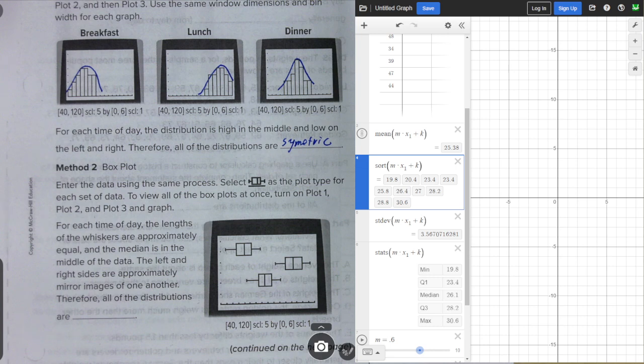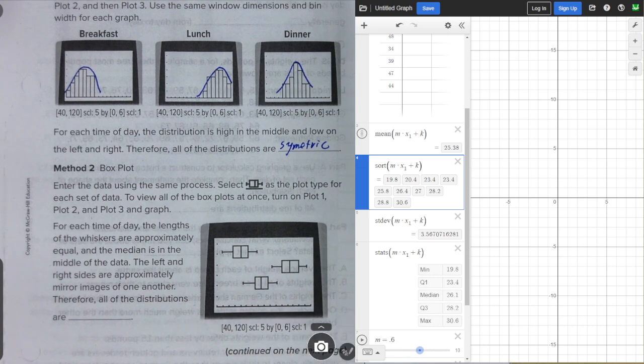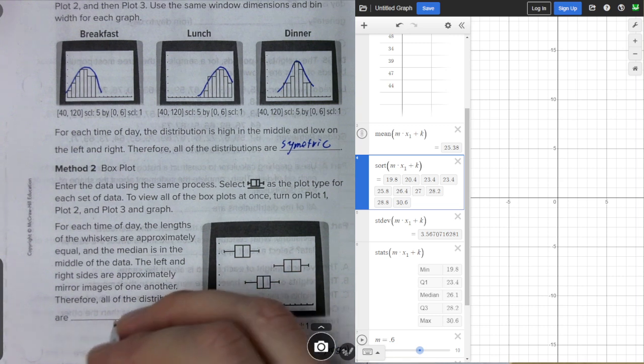Going down here, it says method 2, use the box plot. And when we plot all these on the box plot, we see they look pretty symmetric. Their rectangles are about the same size. They have about the same size whiskers. There's no skewness. So yeah, symmetric.